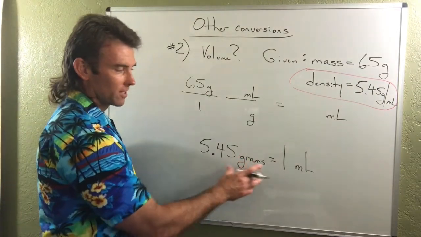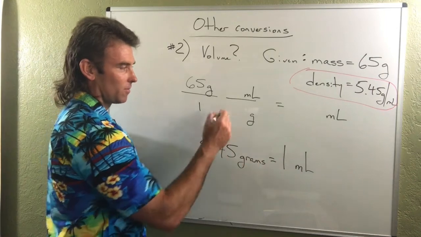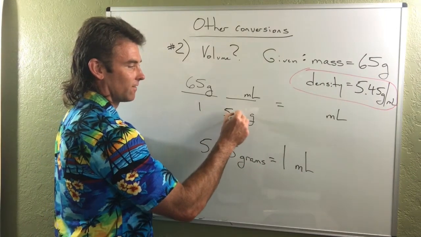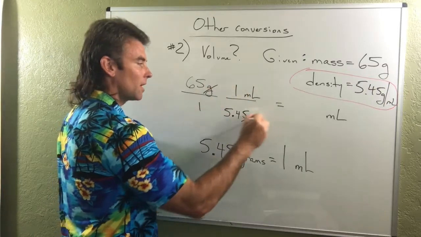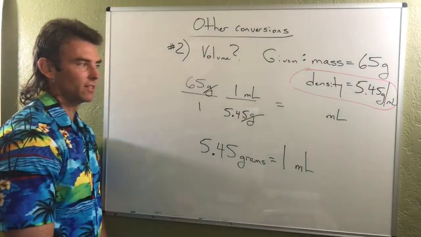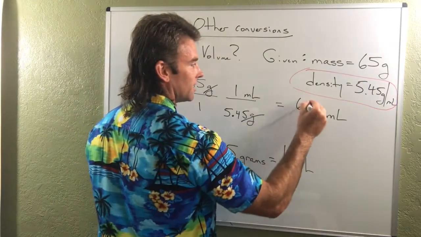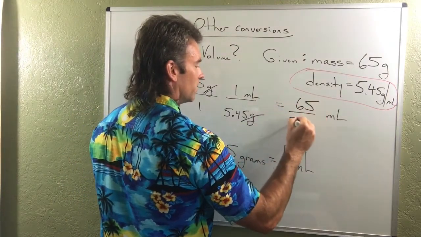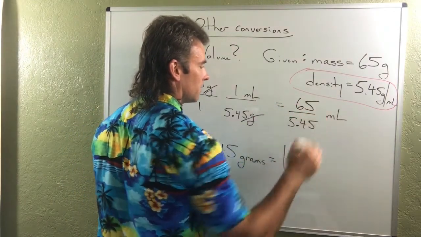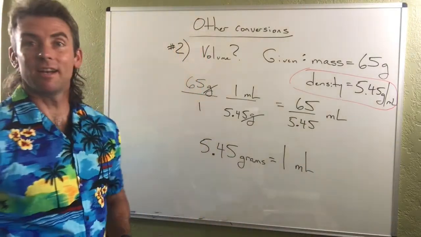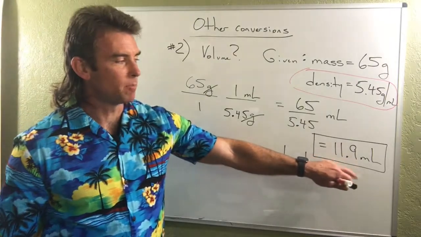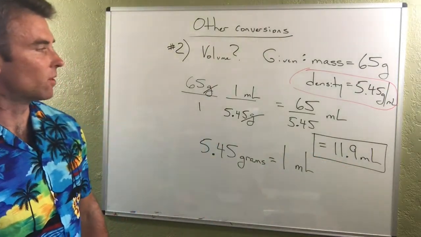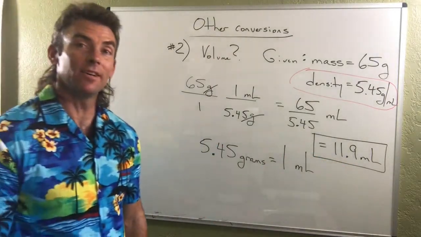So the numbers go with the units. There's a 5.45 that's going to go down here. The 1 is going to go with milliliters. Grams cancel out. We end up with milliliters. So this is telling us in order to get to the answer, we need to do a division. Let's enter that into the calculator, and I'll write the answer down. Okay, the answer that popped out, rounded, is 11.9 milliliters.